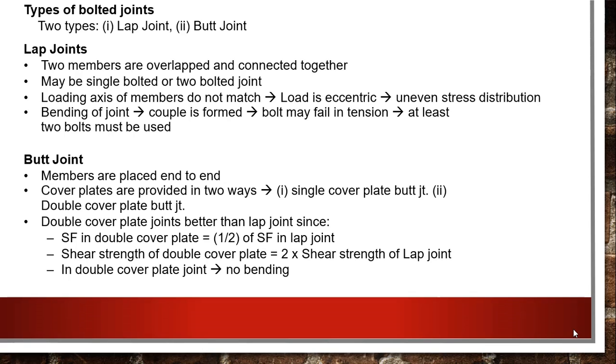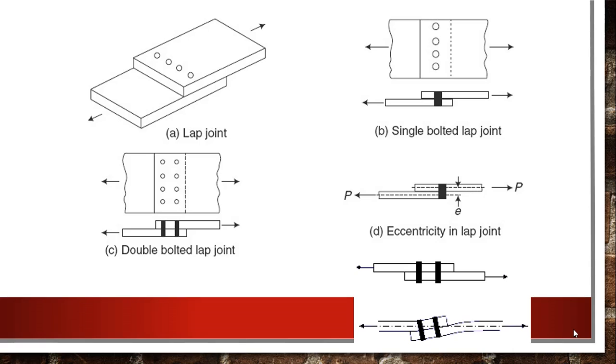Now these are the diagrammatic representations of the lap joint. As you can see in figure number 1, the two plates overlap each other and are connected with the help of a bolted connection. Figure B is a single bolted lap joint, in which a single row of bolts is there. In figure C, it is called a double bolted lap joint because two rows of bolted connection are there for connecting the two plates. So eccentricity generally takes place in a lap joint, and because of that the failure may occur.